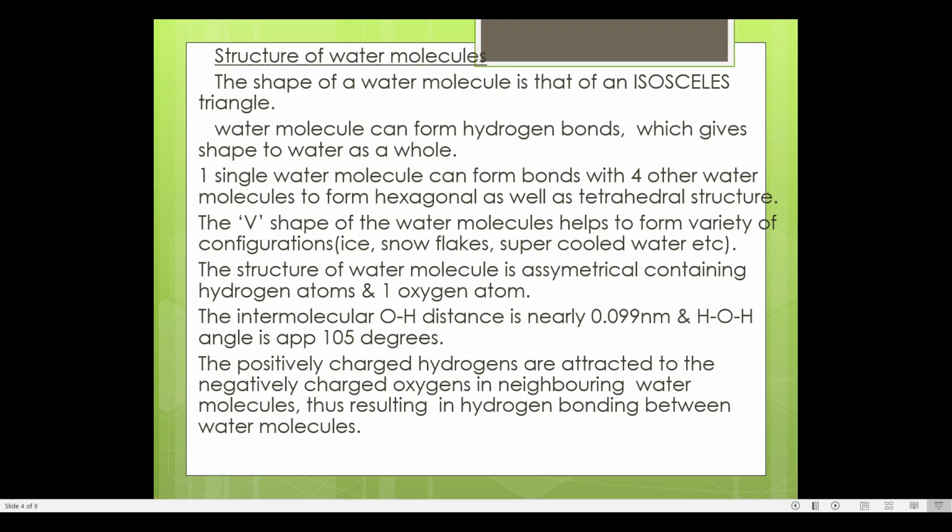The V shape of the water molecules helps to form a variety of configurations. That is, water can form into ice, snowflakes, supercooled water, etc.